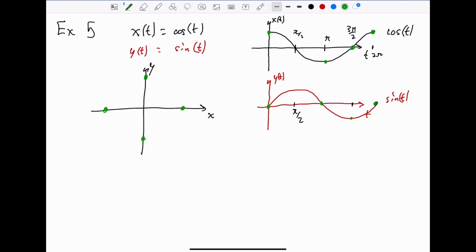Now in between, we might be able to start to see what's happening. As t ranges from 0 to pi over 2, the x values are decreasing. So x values will be going this way as t ranges from 0 to pi over 2. The y values, however, are increasing. Y is going up as t ranges from 0 to pi over 2. So the y values are increasing, the x values are decreasing. It will look something like that. Can you see what this curve will look like? This is simply a circle. These parametric equations give us the circle.